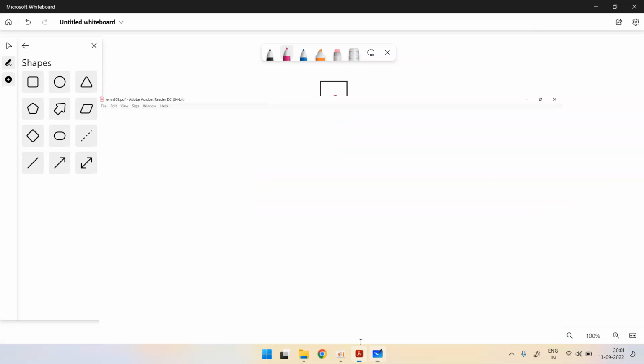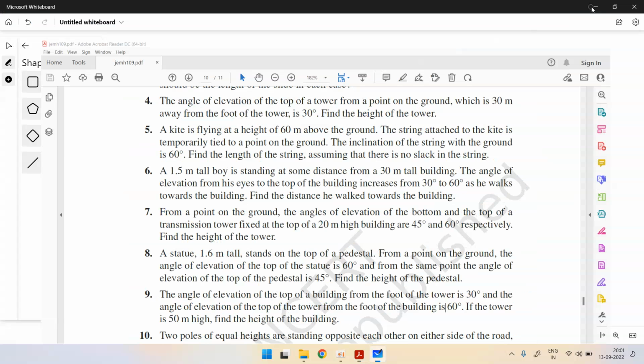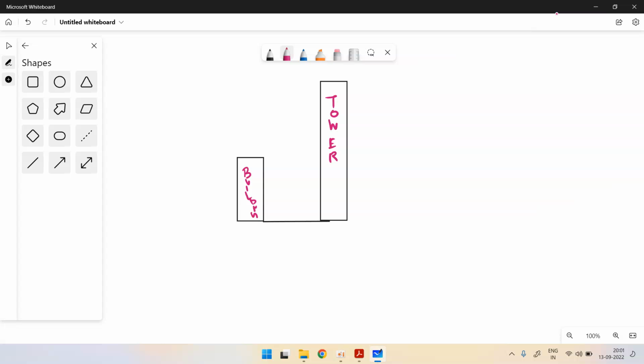You will answer how you can separate a tower height and building. So it is given that from the top of the building, the angle of elevation from the foot of the tower is 30 degree. Okay, this is 30 degree, and then next it is given that the elevation of the top of the tower from the foot of the building is 60 degree. Since the angle is greater in the second case, the height of the tower will be greater.